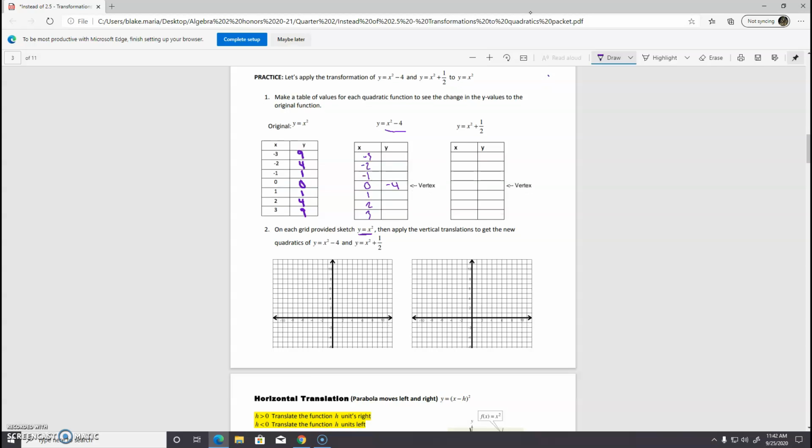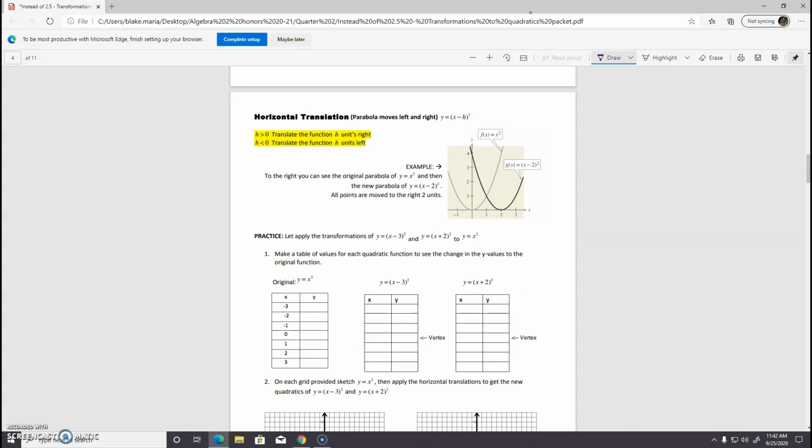All right, so that kind of sends you in the right direction. Complete that. This is the same concept, except now we're doing a horizontal translation, so it's moving left and right. Again, they started you with that function. This part shouldn't change, so you could actually copy and paste that table. Our vertex is 3, 0.